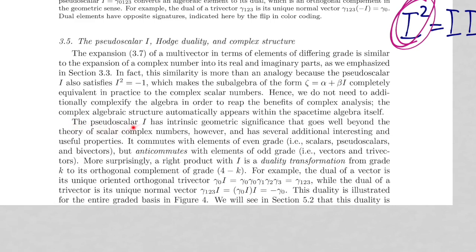Okay, to go on, the pseudoscalar I has an intrinsic geometric significance that goes well beyond the theory of scalar complex numbers, however, and has several additional interesting and useful properties. It commutes with the elements of even grade, which are scalars, pseudoscalars, and bivectors, but it anti-commutes with elements of odd grade, vectors and trivectors. All right, let's check that out.